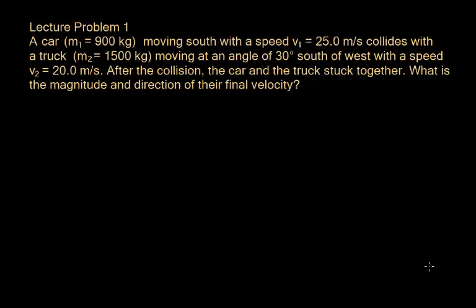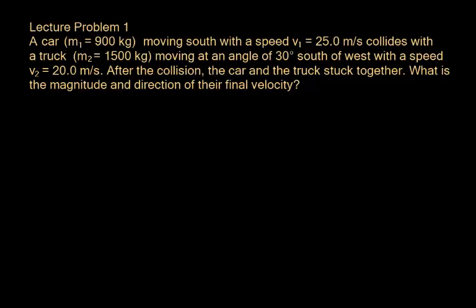Lecture problem 1. A car that has a mass m1 equals 900 kg, moving south with a speed v1 equals 25.0 meters per second, collides with a truck that has a mass m2 equals 1500 kilograms, moving at an angle of 30 degrees south of west, with a speed v2 that is equal to 20.0 meters per second. After the collision, the car and the truck stick together. What is the magnitude and direction of their final velocity?